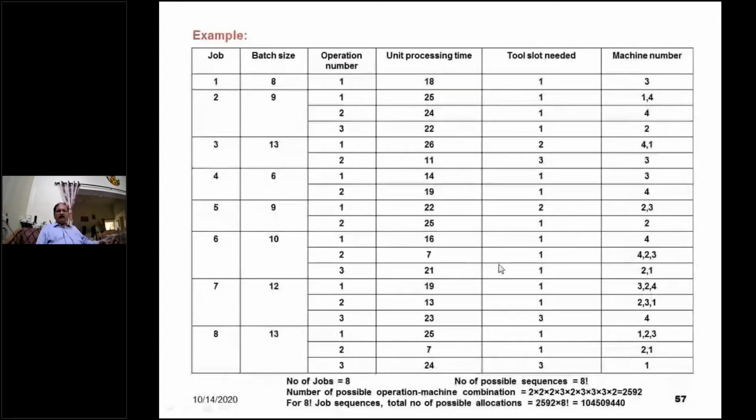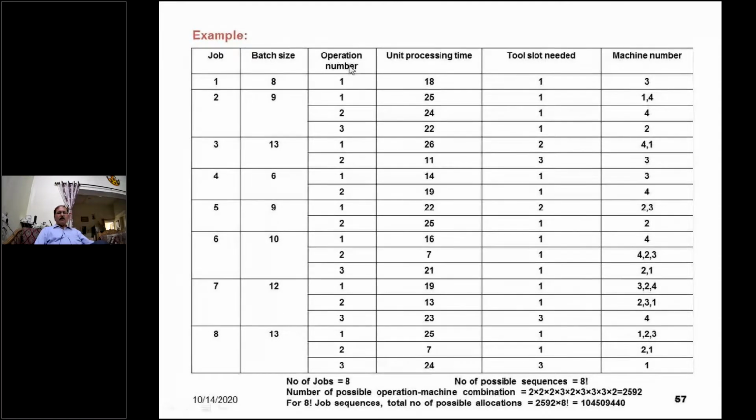So this is an example where we have 8 jobs in a planning period. Now these jobs are produced. Job 1, the batch size is 8. Job 2, batch size is 2. Job 3, batch size is 13. Job 4, batch size is 3. And job 5, batch size is 9, like this. This is the batch size.